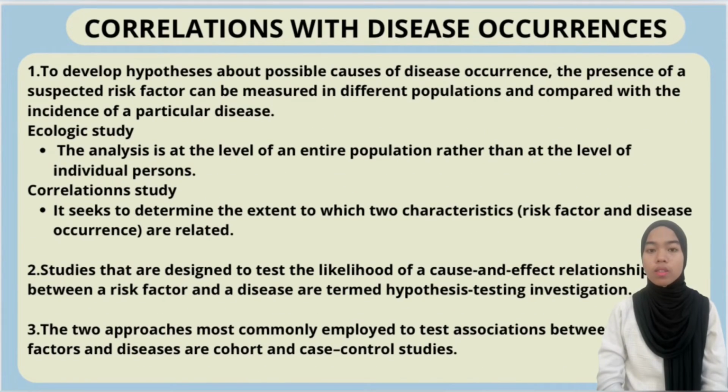Correlation with disease occurrences. To develop hypotheses about possible causes of disease occurrence, the presence of a risk factor can be measured in different populations and compared with the incidence of a particular disease. Ecologic study: for comparison, the analysis is at the level of an entire population rather than at the level of individual persons. Correlation study: the aim of the investigation is to determine the extent to which two characteristics, risk factor and disease occurrence, are related.